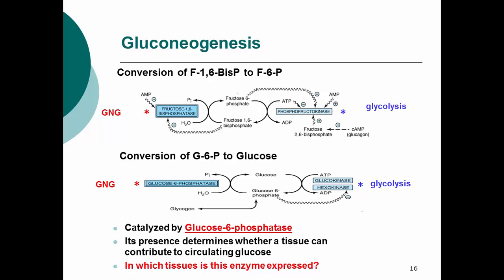This represents the glycolytic pathway, right? And the red is the gluconeogenic pathway. So let's look at the first bypass reaction. It involves the enzyme called fructose 1,6-bisphosphatase in gluconeogenesis, and what this enzyme does is convert the fructose 1,6-bisphosphate to fructose 6-phosphate, right?